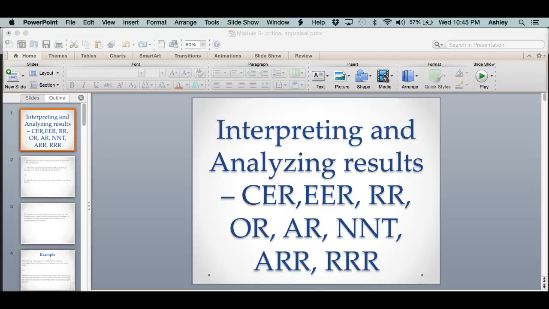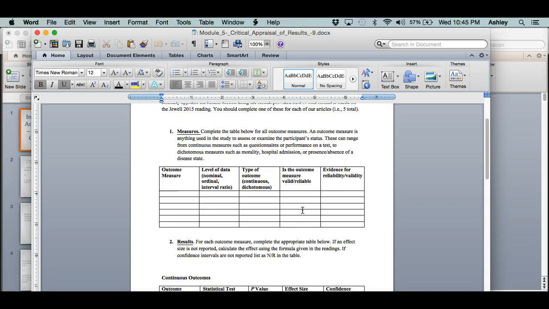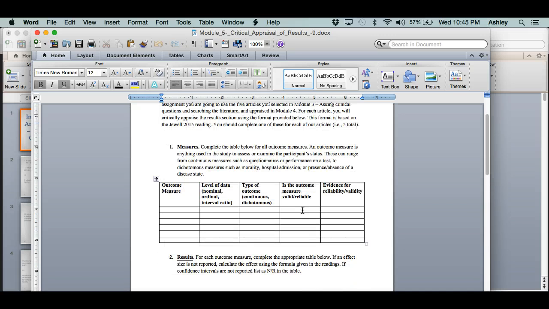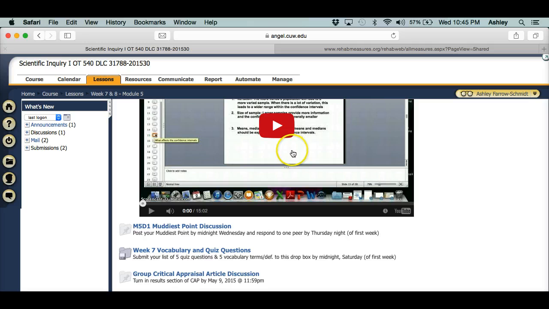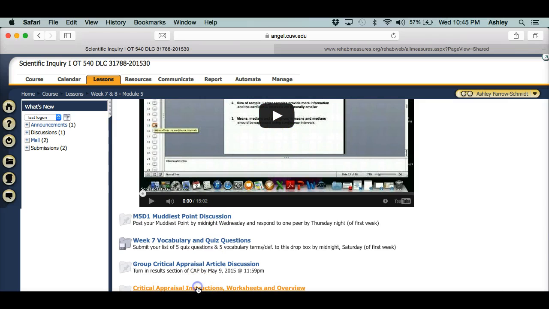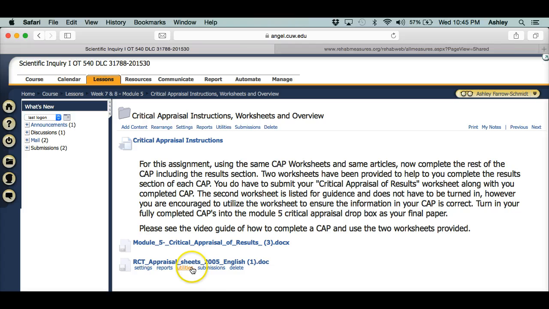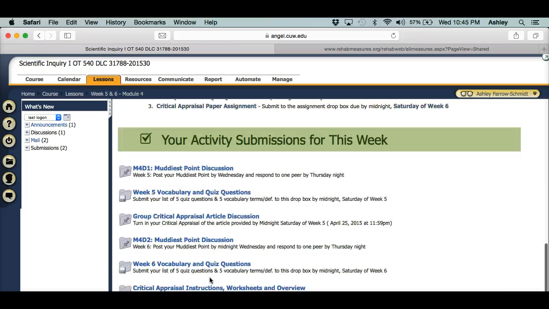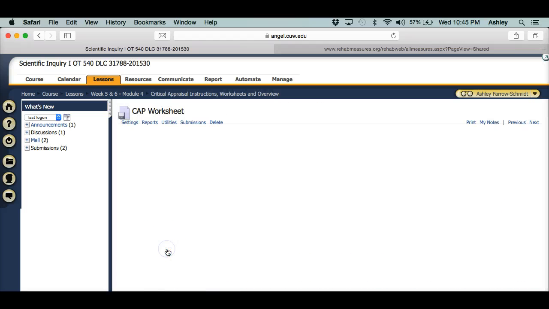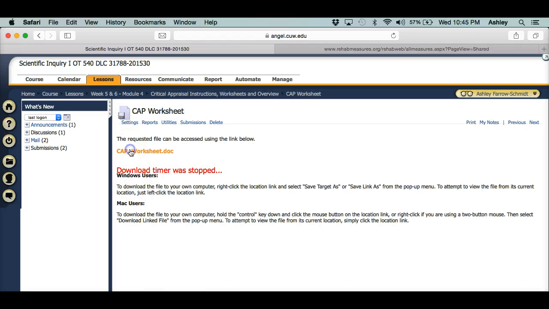So, here is a worksheet that we're going to use, which I'm going to come back to. Let me re-pull up the cap 1 second. Going back to Module 4, and I am pulling up your cap worksheet. Alright, so this is the worksheet that we've been working on since Module 4.